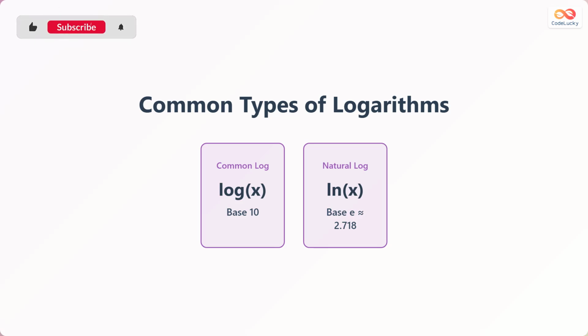Let's look at some common types of logarithms. One is the common log, written as log of x, which has a base of 10. Another is the natural log, written as ln of x, which has a base of e, approximately equal to 2.718.